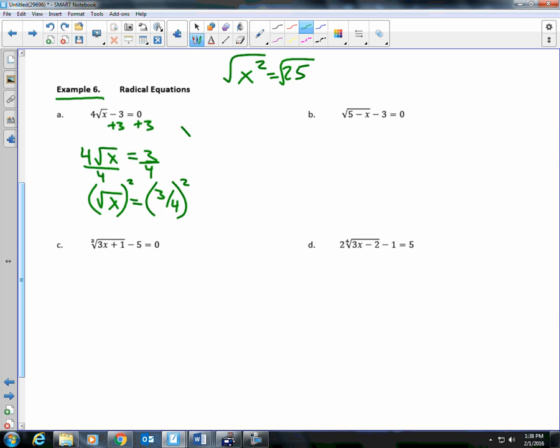So I have x is equal to 3/4 times 3/4. When we multiply fractions, we go straight across. 3 times 3 is 9, and 4 times 4 is 16. So x is 9/16 is the solution.